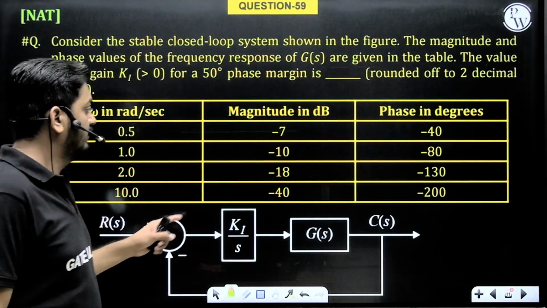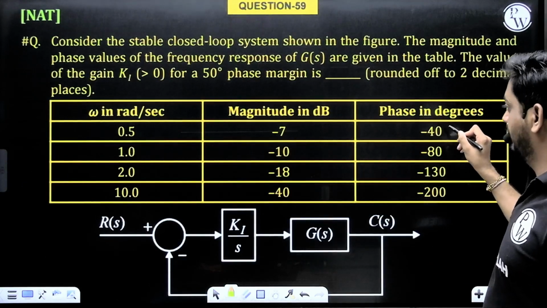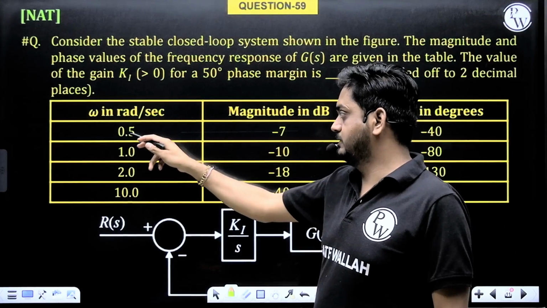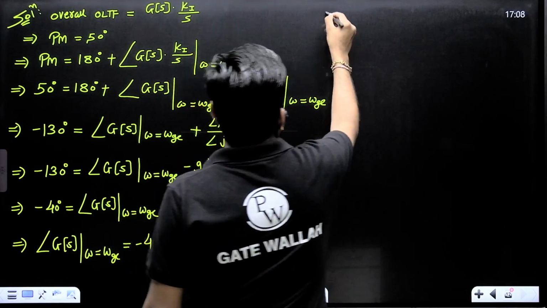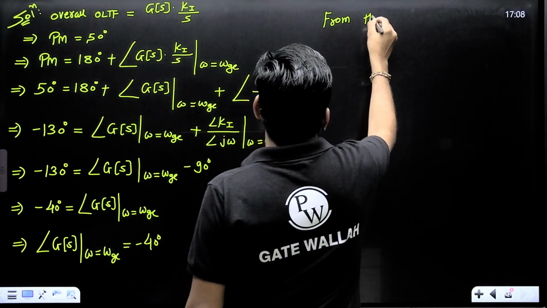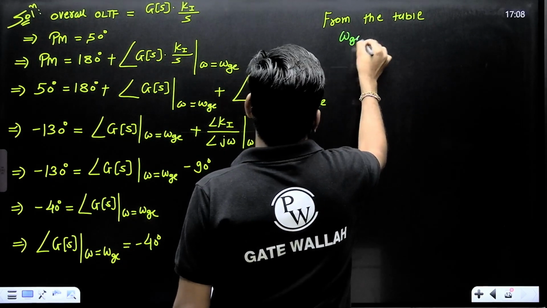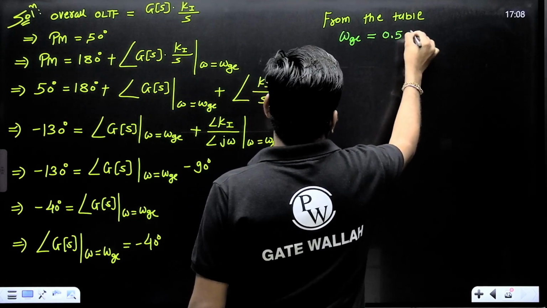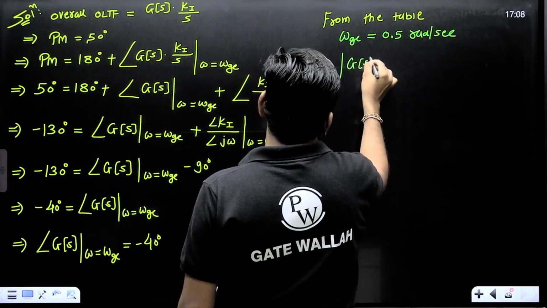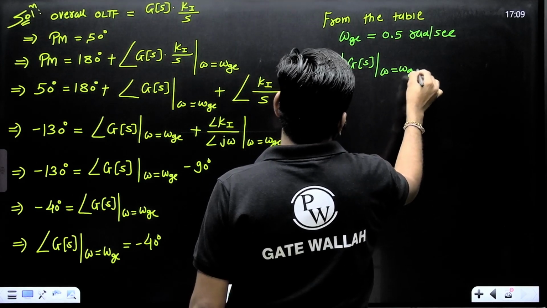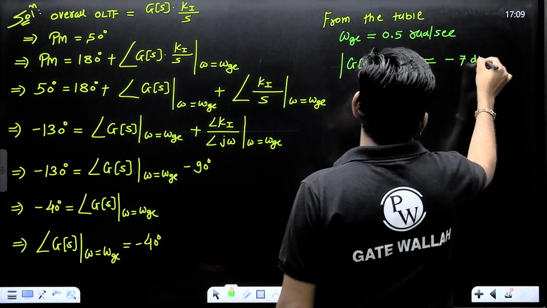You can see from the table, which is given for G(s), the angle of G(s) is minus 40-degree at a particular frequency, 0.5, and the magnitude is minus 7. So from the table, we can say omega GC is equal to 0.5 radian per second, and the magnitude of this open loop transfer function at this frequency is minus 7 dB.